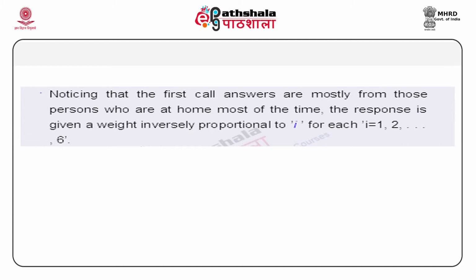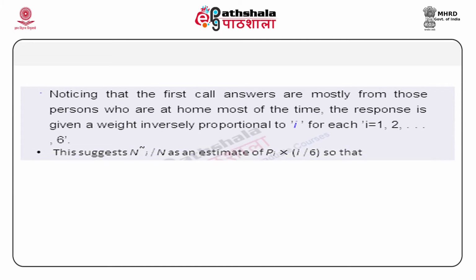Noting that the first call answers are mostly from those persons who are at home most of the time, the response is given a weight inversely proportional to i. This is basically the Horvitz-Thompson estimator concept. So, if it is i over 6, you give the weight 6 over i. So, capital N i tilde over capital N serves as an estimate of Pi times i over 6. So, an estimate of Pi is given by 6 times N i tilde over i times capital N, for i equal to 1 to 6.